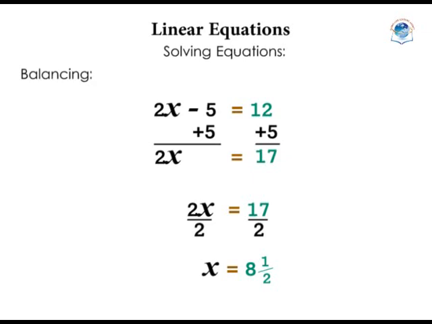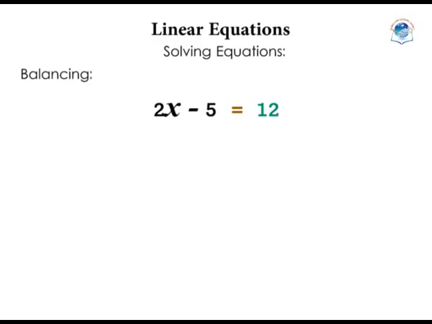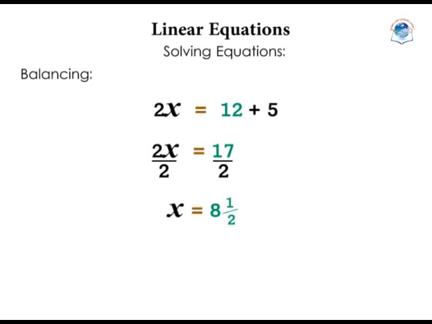For the quicker method, 2x minus 5 equals 12. Take minus 5 to the other side, it becomes plus 5. And so we have 2x is equal to 12 plus 5. 2x is 17, dividing both sides by 2. X is equal to 8.5.